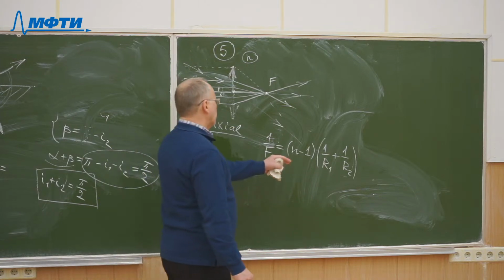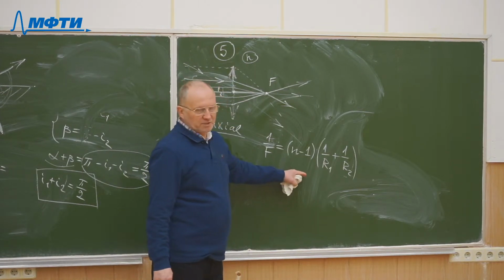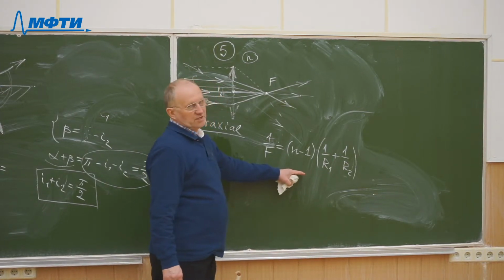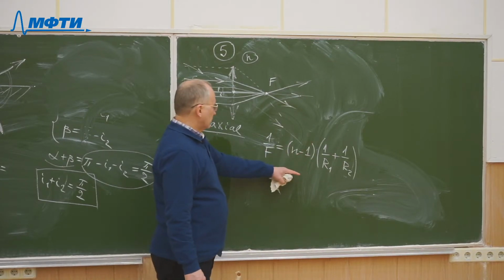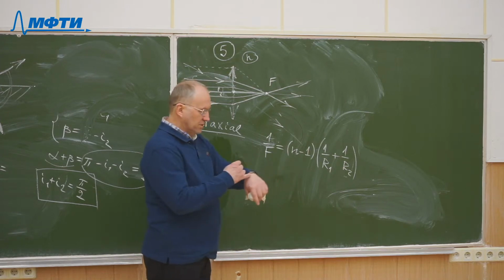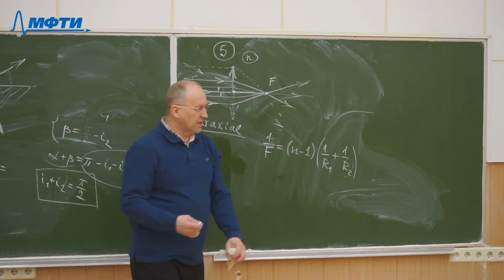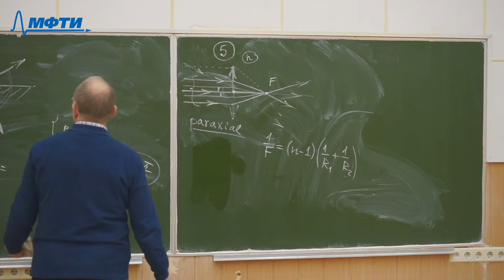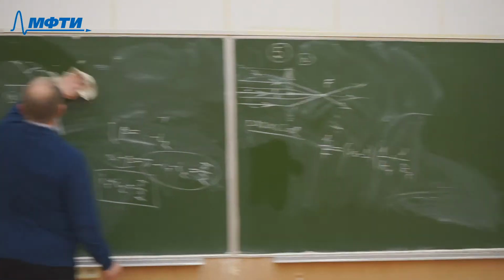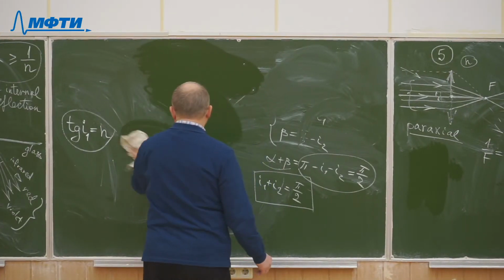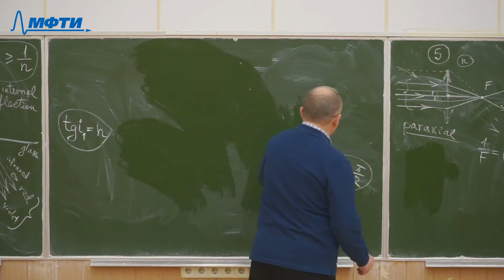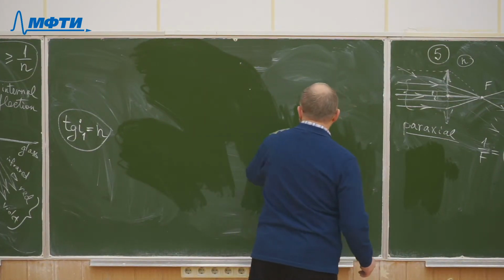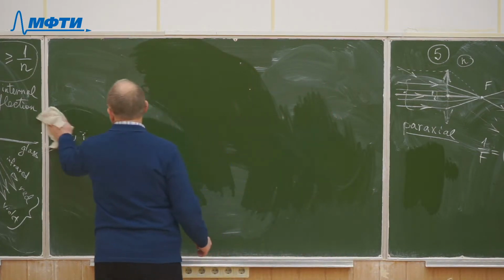You can find the derivation of this formula in the Landsberg course of elementary physics. The derivation is not very complicated. It's simple, but we will not waste our time on this. We will better consider, for the remaining minutes, another important question, which is the lens formula.